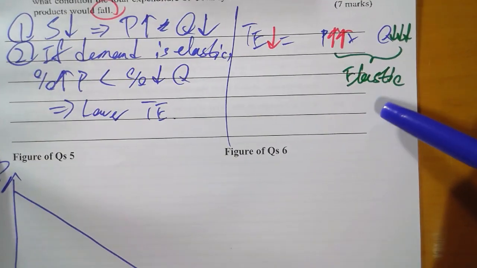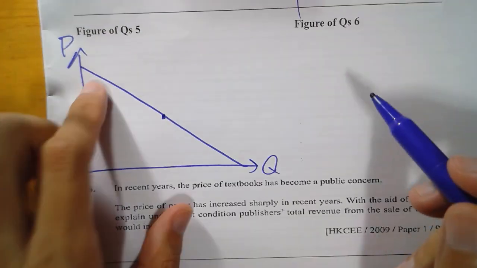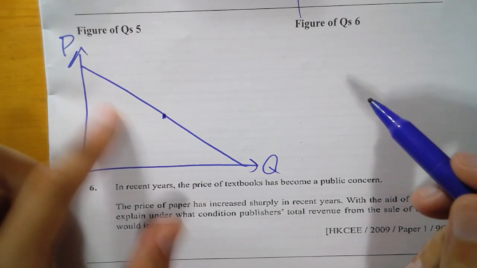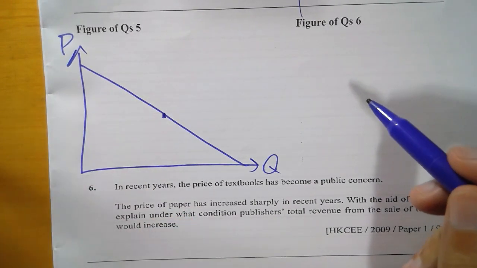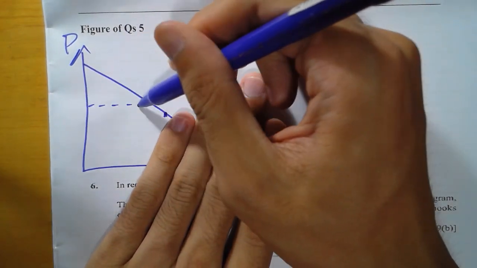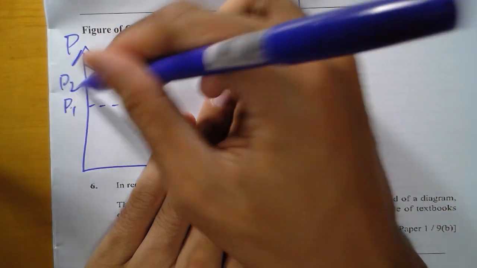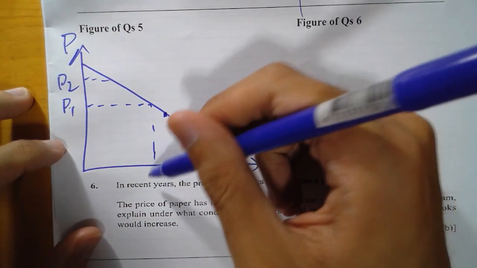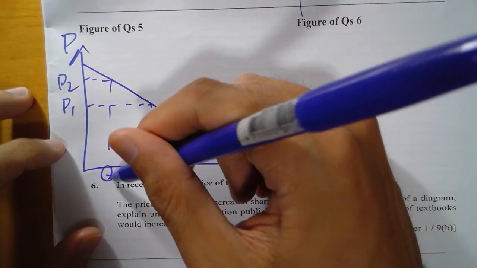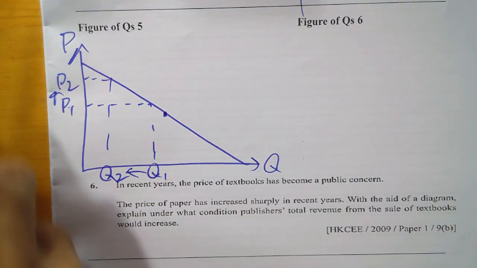Now we need the answer to be elastic demand. Remember, give yourself a midpoint. Elastic meaning you need to draw the increase in price here. So you take out your left hand, cover it, and then draw the increase in price all above the midpoint. This is P1, this is P2, this will be Q1, this will be Q2. So you see, higher price but fewer sales.